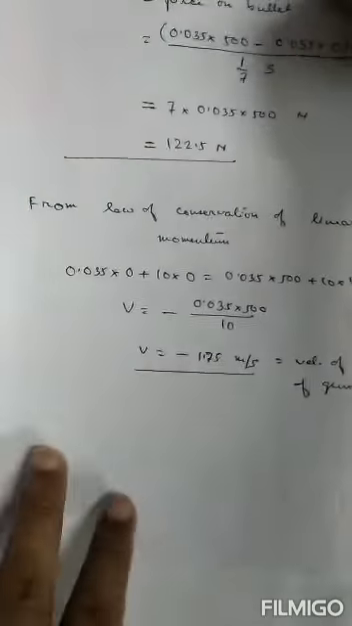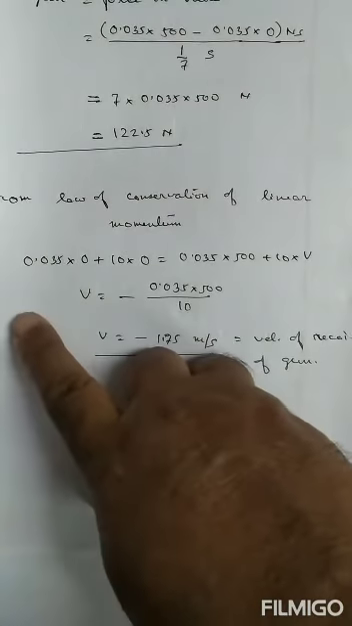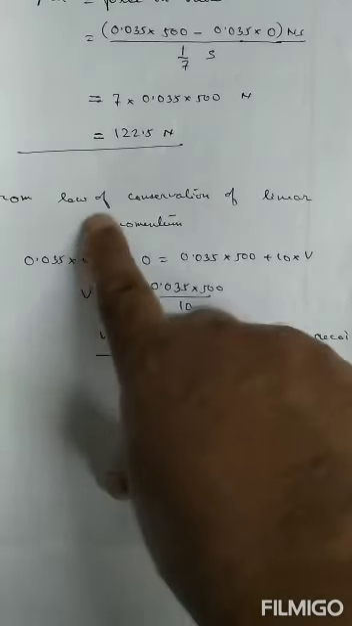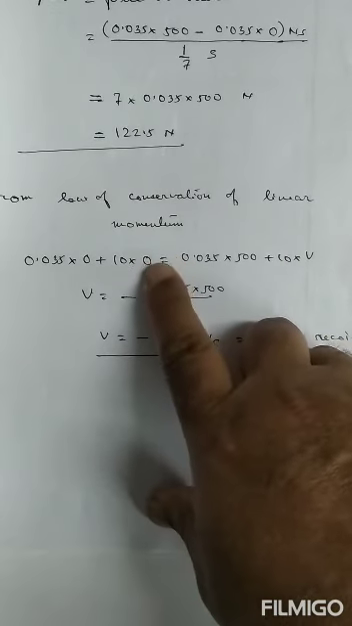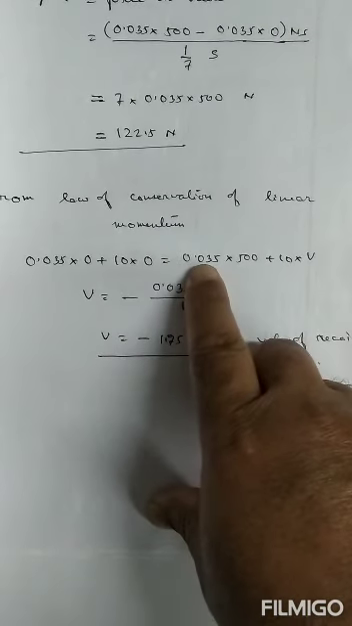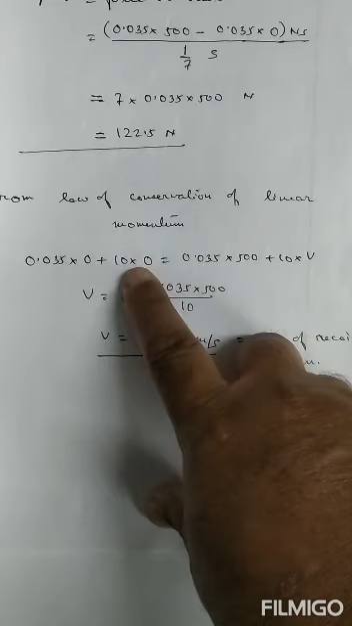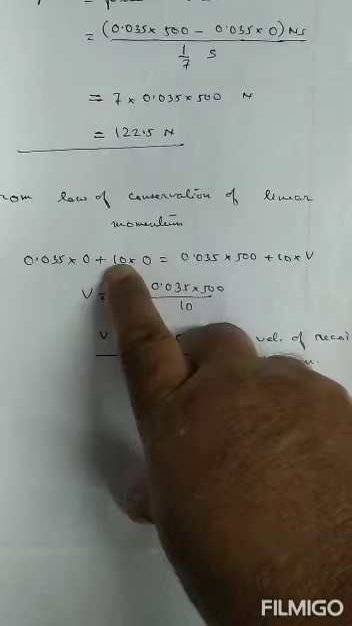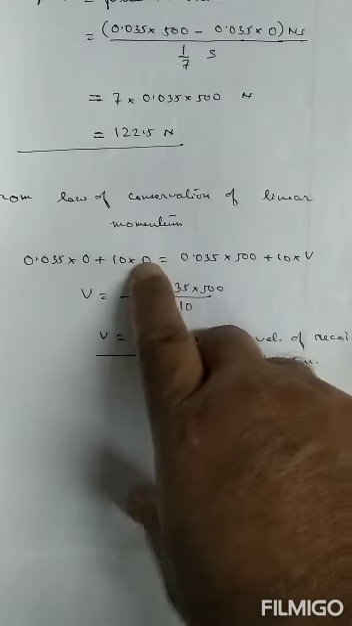Now we want to calculate the recoil of the gun. In order to calculate the recoil of the gun, we have to apply the law of conservation of linear momentum. The law of conservation of linear momentum states that the initial momentum of the system is equal to the final momentum of the system. In our system, there are two bodies, one is the gun and one is the bullet. Initially, both the gun and the bullet are at rest. Therefore, the initial momentum of the gun and bullet is equal to 0.